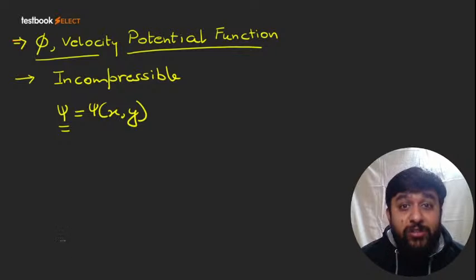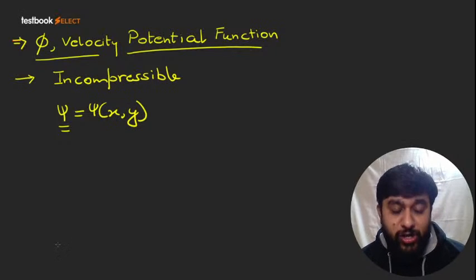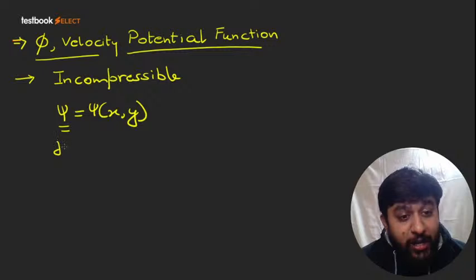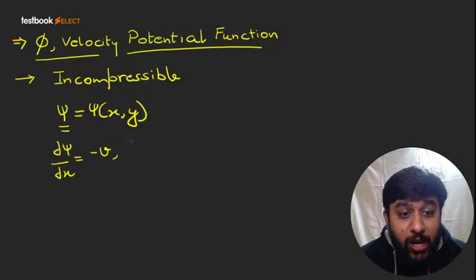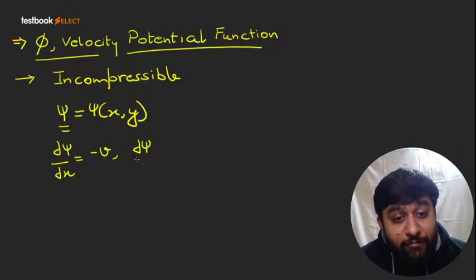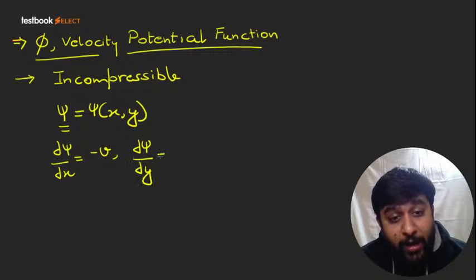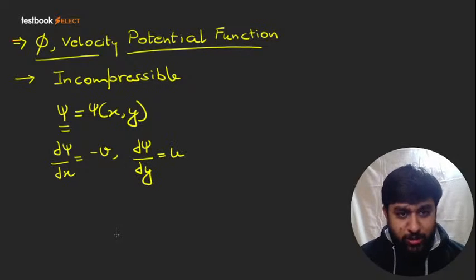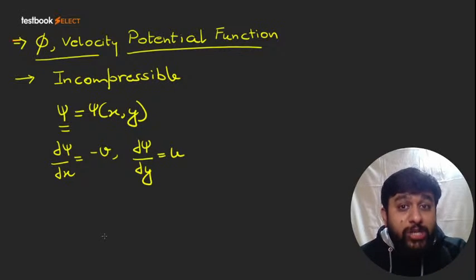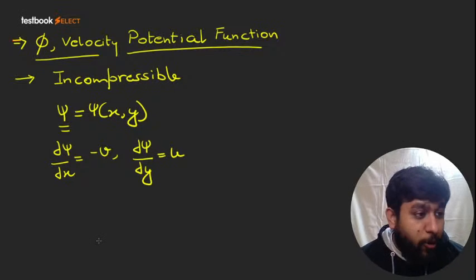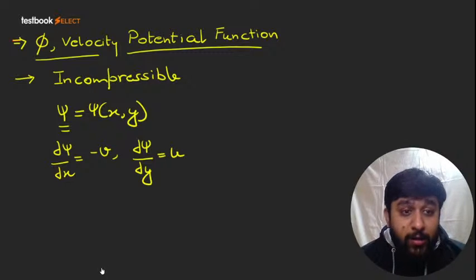So there is a scalar function which was called the stream function, and if we differentiate this stream function with respect to x, then we get the negative of the y component of velocity, and if we differentiate this stream function with respect to y, we get the x component of velocity. So definitely there are some properties of the stream function, and there is some methodology of using the stream function for understanding the flow. Okay, but today we will talk of the velocity potential function.